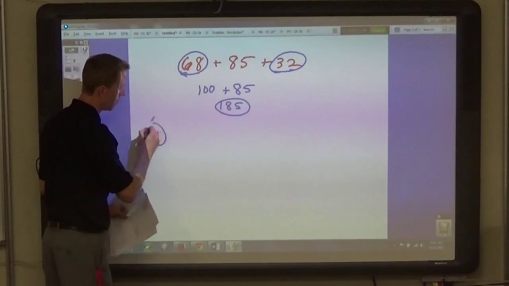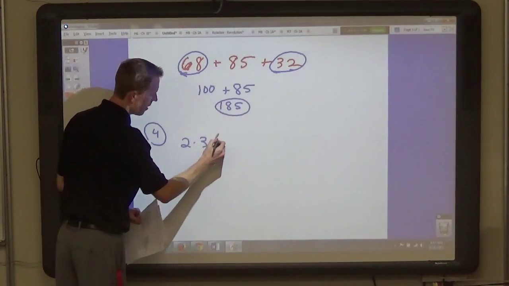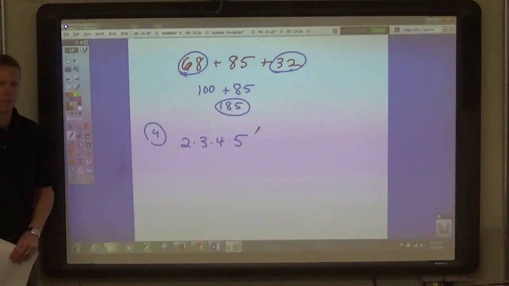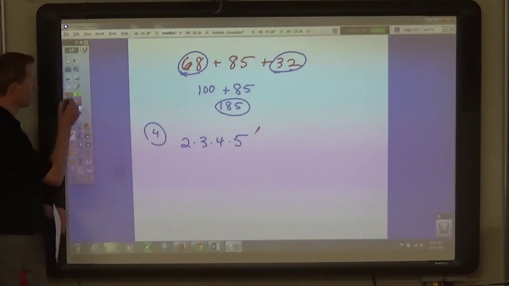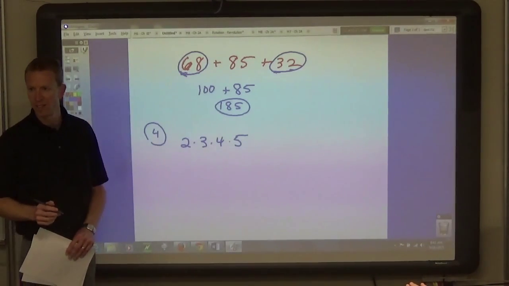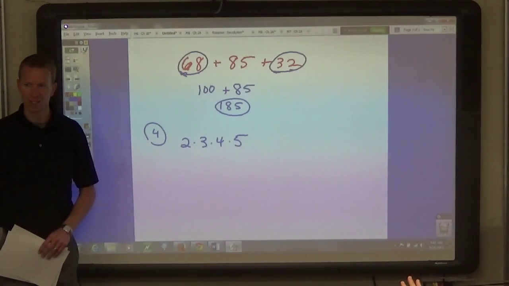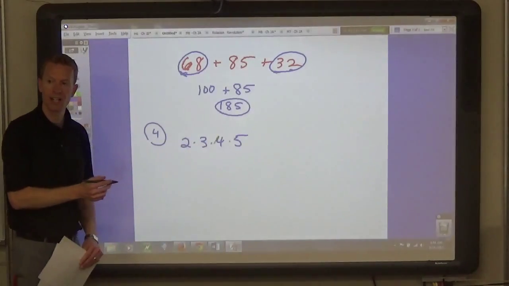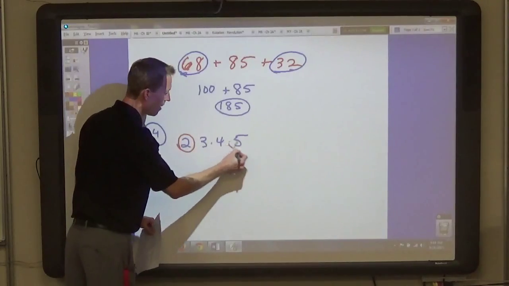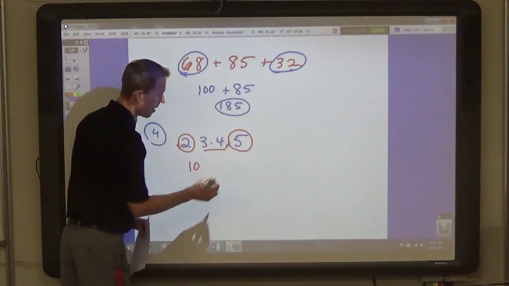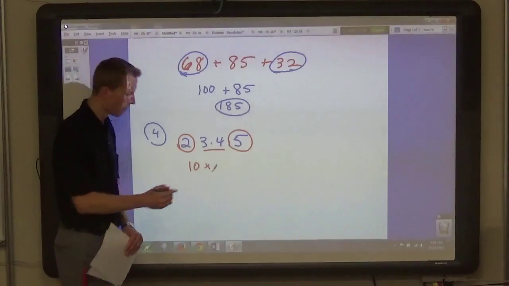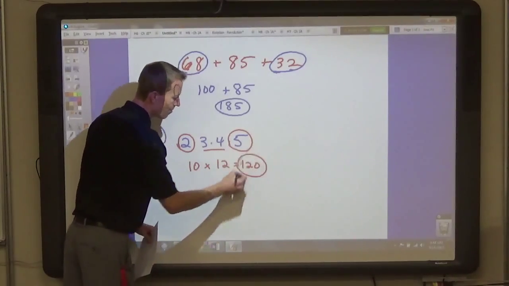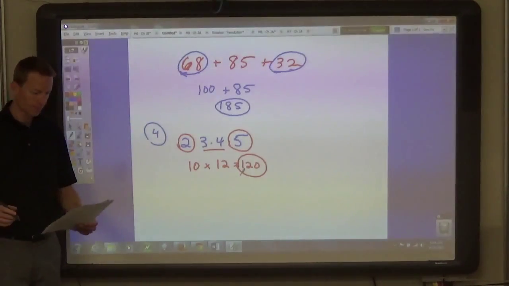Number 4. 2 times 3 times 4 times 5. Multiply to make a 10 first. Sam? 4 times 5. 4 times 5 makes 20. Oh, 2 times 5. 2 times 5 makes 10. What is 10 times 12? 120. Okay.